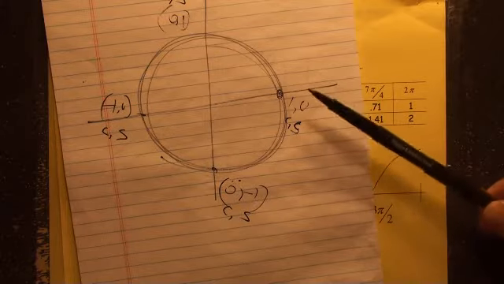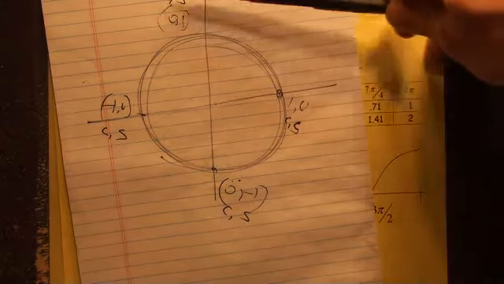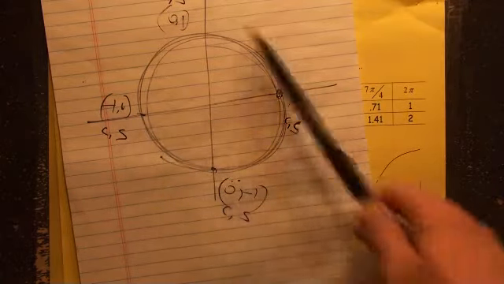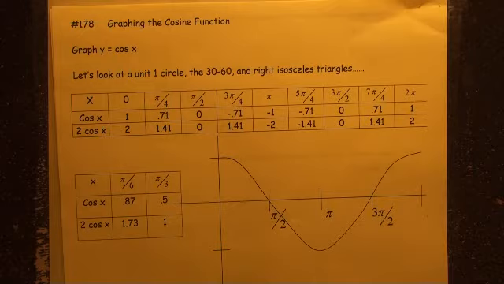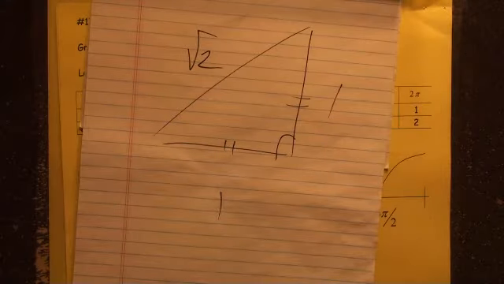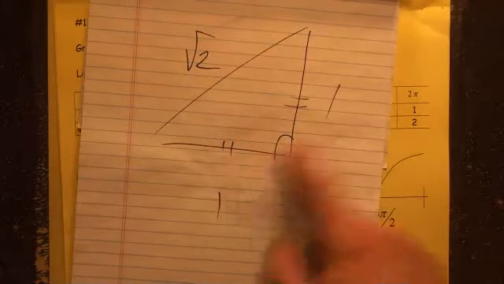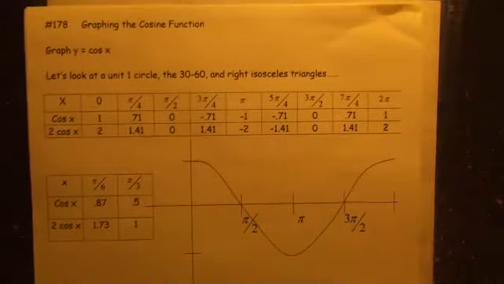We can see that cosine of 0 is 1, cosine of 90 is 0, and so on. Cosine of 180 is -1, cosine of 270 is 0. Now, we need to know at least that cosine of 45 degrees is the same thing as sine of 45 degrees. And you get that from the 45, or in other words, the right isosceles triangle. Okay? 45 degrees, opposite over hypotenuse, 1 over root 2 is root 2 over 2, which turns out to be 0.71.